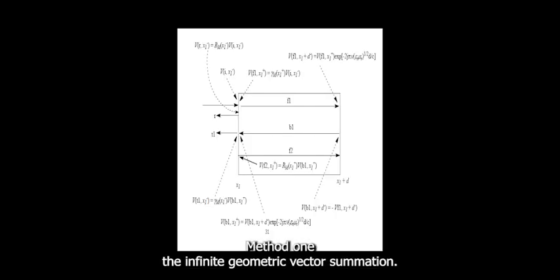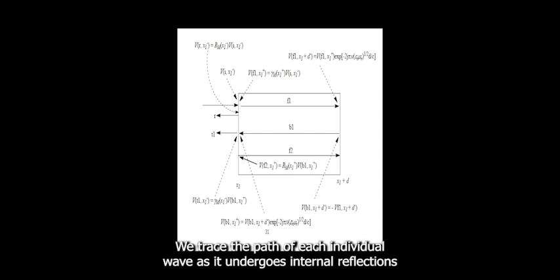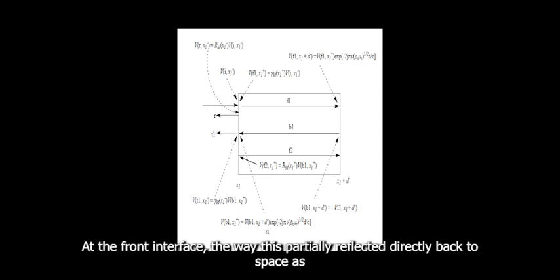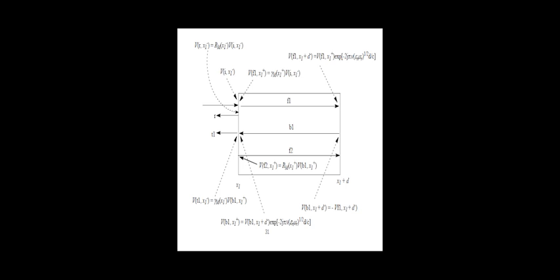Scene 2, Method 1, the infinite geometric vector summation. Our first derivation path is the microphysical approach, ray-by-ray wave superposition. We trace the path of each individual wave as it undergoes internal reflections inside the film. At the front interface, the wave is partially reflected directly back to space as Rm.